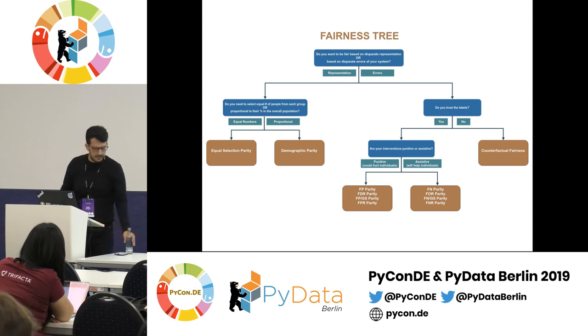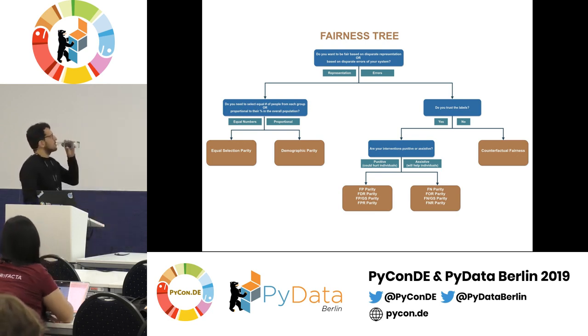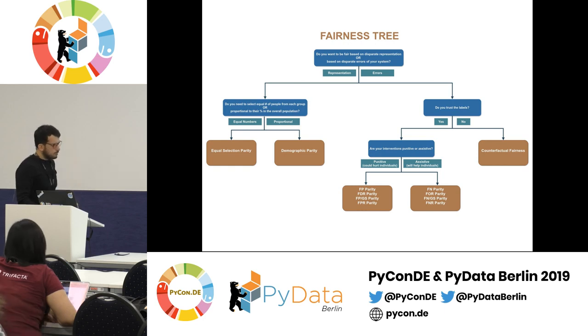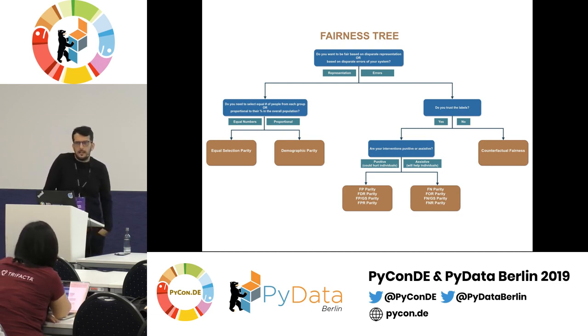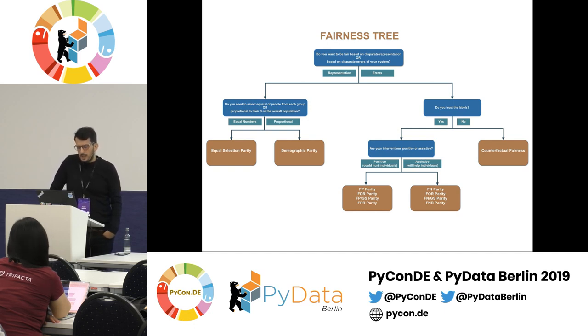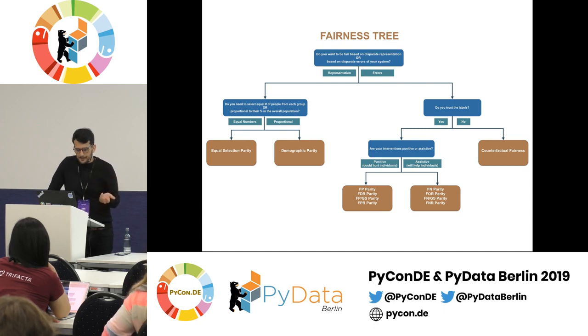And here is a summary that we created to help our non-technical partners reason about all these metrics. The way to navigate this is by asking the question: do you want to be fair based on disparate representation or disparate errors of your system? So, do you care about false positives or false negatives, or you don't care, you just care about who gets the intervention and the action, regardless of the labels. And if you don't care about labels and errors, then there are many possibilities.